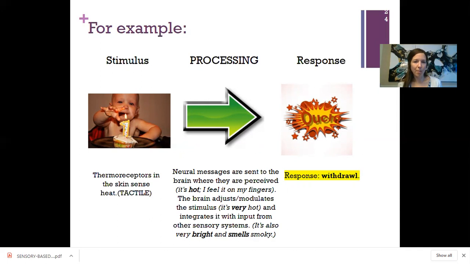And then your brain is also getting information from all the other senses. Oh, okay, well, it's also bright. What color is it? What does it look like? What does it smell like? Because this baby is learning. And then the adaptive response in this baby's case is, ooh, withdraw.